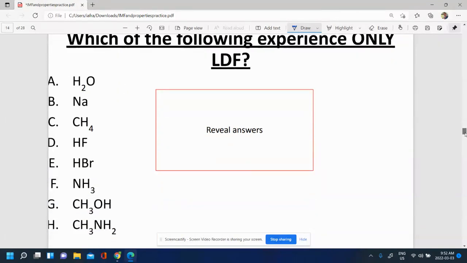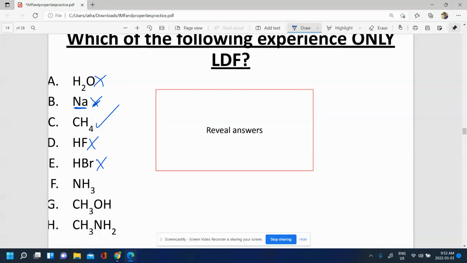So the next question is, which one has LDF only? If you're asked which one has LDF only, you know it wouldn't be water because that has hydrogen bonding. It likely would not be Na because that's a metal and it has some metallic bonding in there. So we wouldn't do that. CH4 is nonpolar, so only LDF. HF has some hydrogen bonding in there. HBr has some dipole-dipole, I believe.